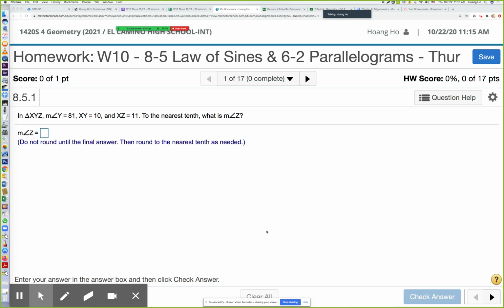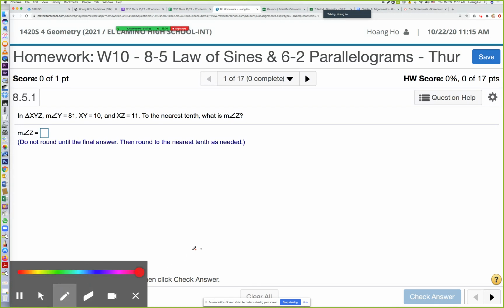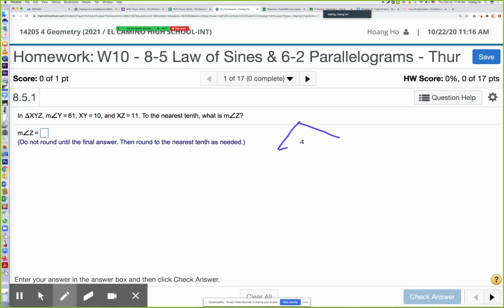Okay, so you've got a triangle XYZ over here. We don't have a diagram, so you can sketch it out. Let's sketch it out right here, just random. It doesn't have to be a right triangle. So X, Y, and then Z.